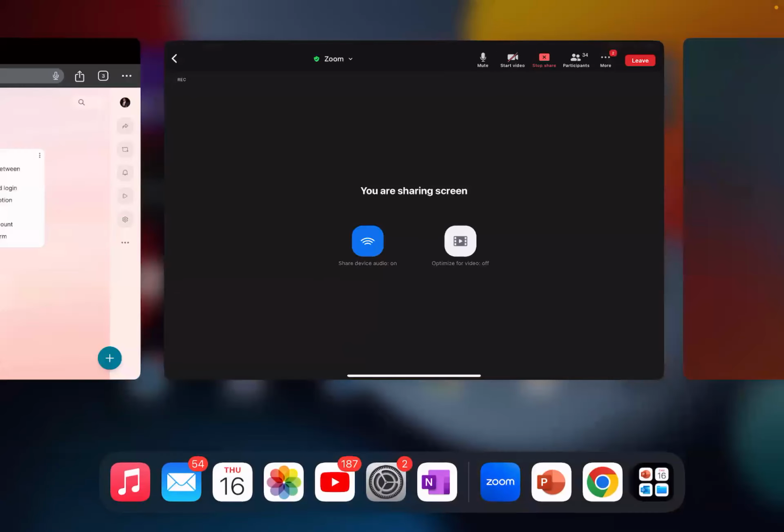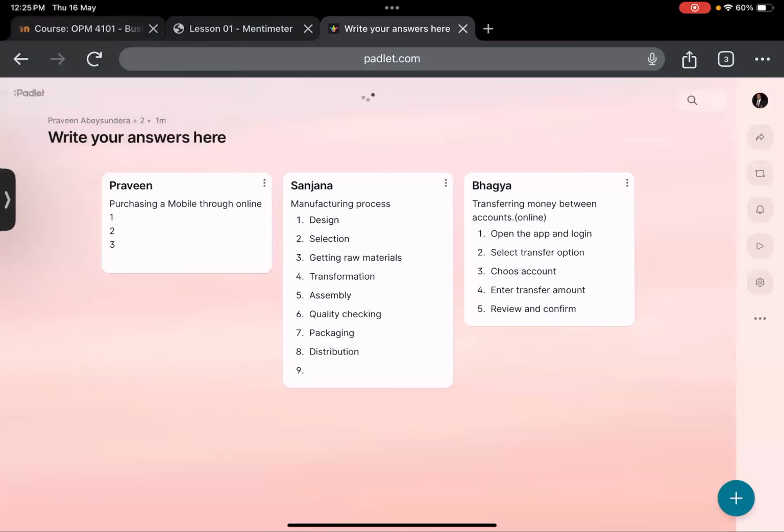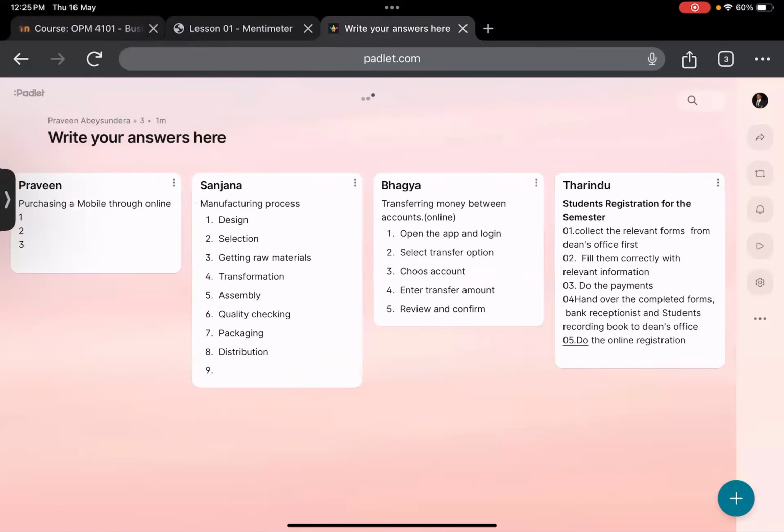Okay, so others also quickly try this out. I hope everyone is trying to answer. If you can't use Padlet or don't have access to Padlet, what you can do is you can use the chat option to give the answers also.